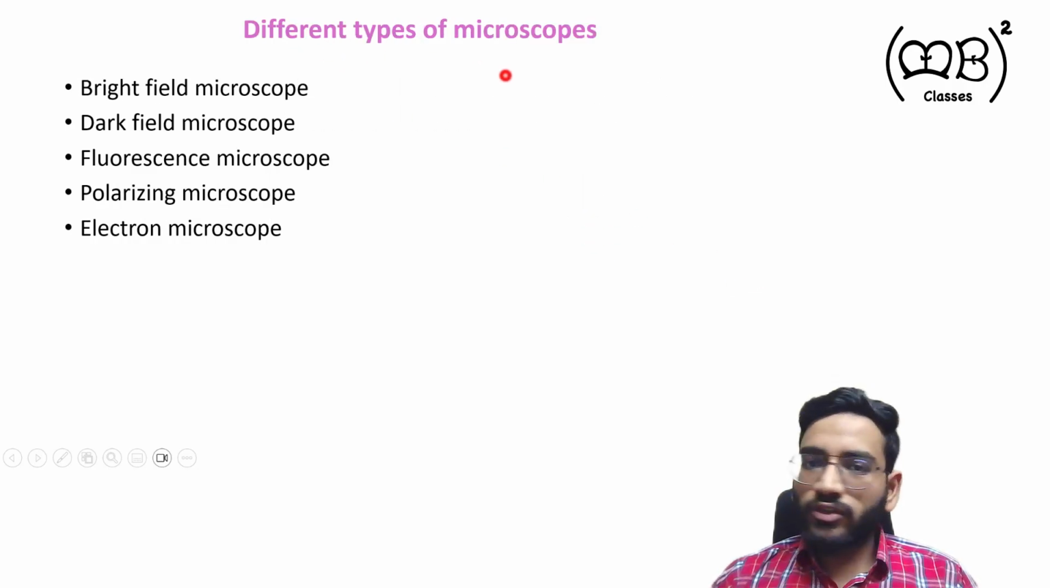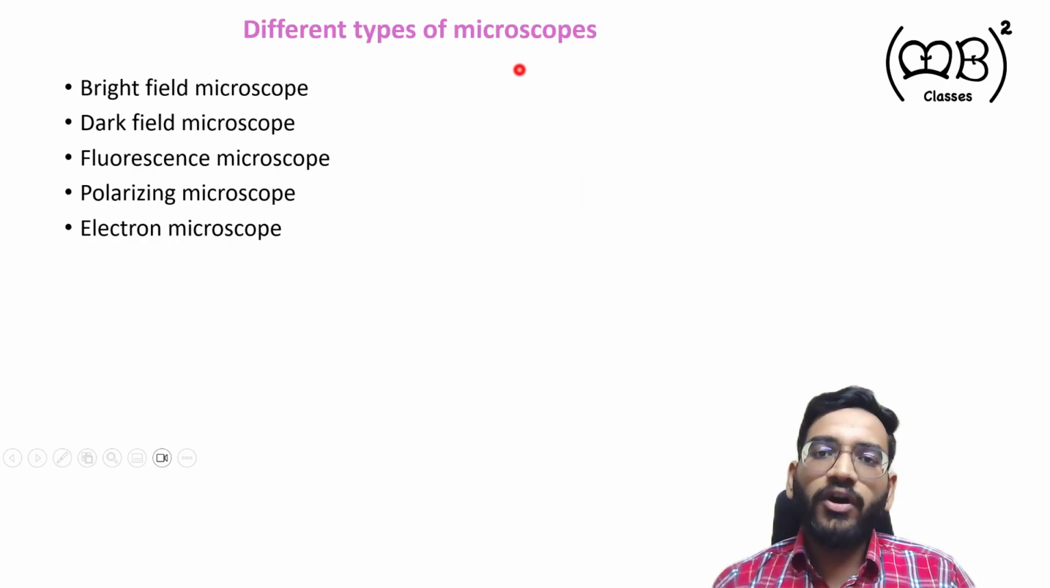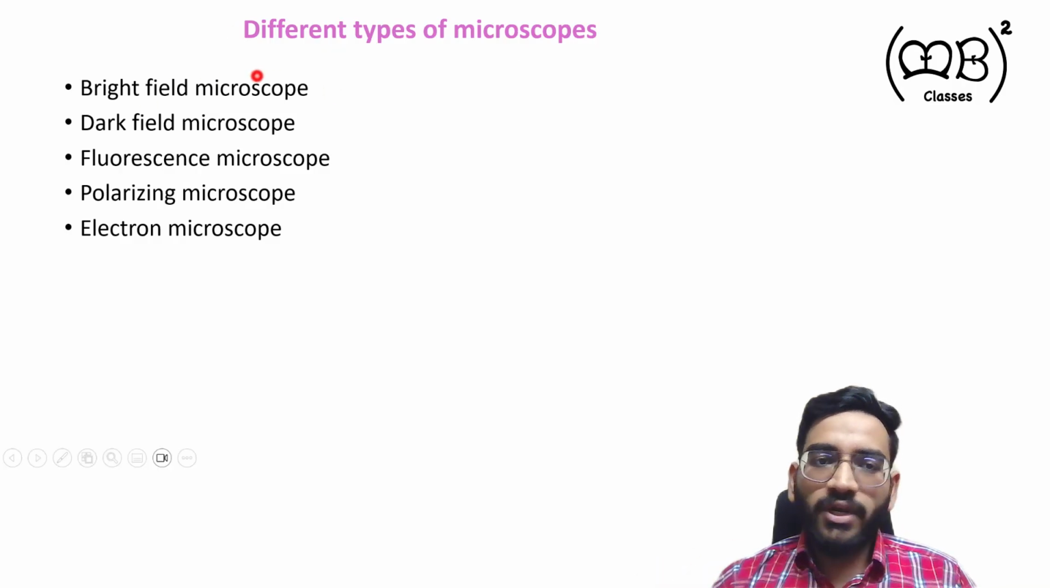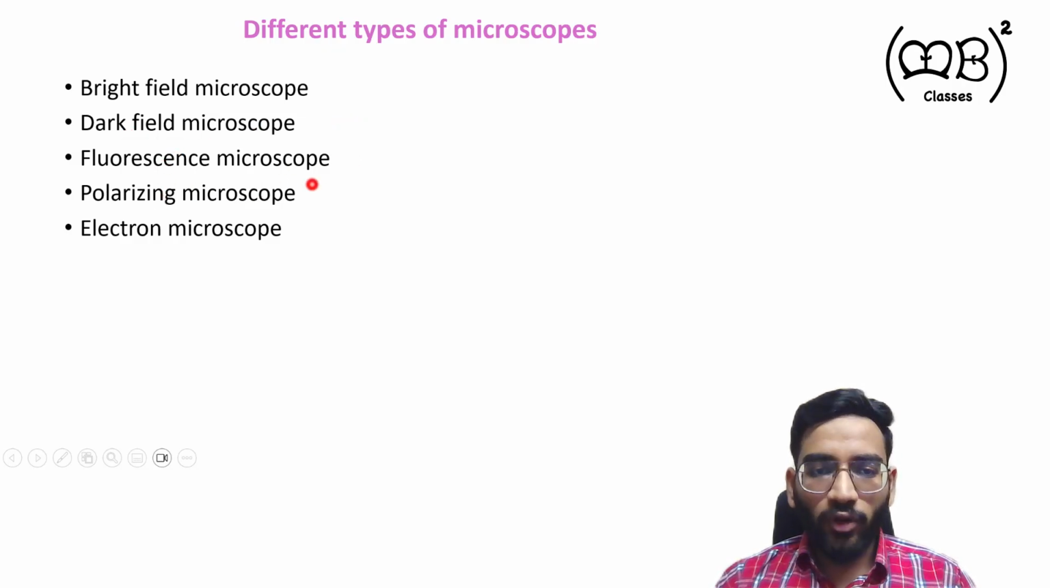So there are different types of microscopes available which work on different principles. Each of them works on a different principle. One is the bright field microscope, which we usually have in undergraduate labs. And there is the dark field microscope, fluorescence microscope, polarizing microscope, and electron microscope. We'll be discussing the principles of each one of them one by one, and after that, we'll be discussing the bright field microscope in detail.